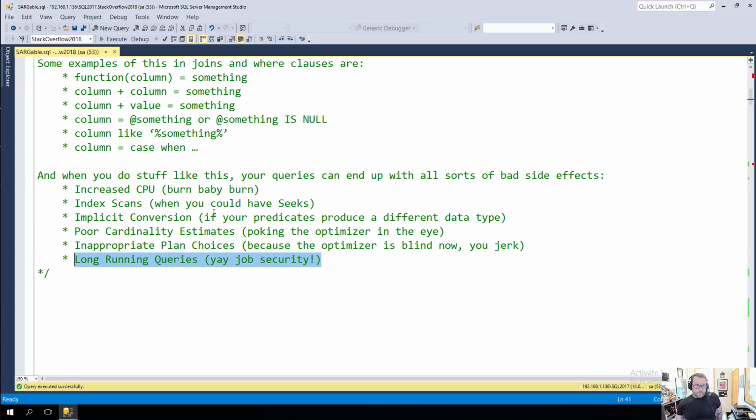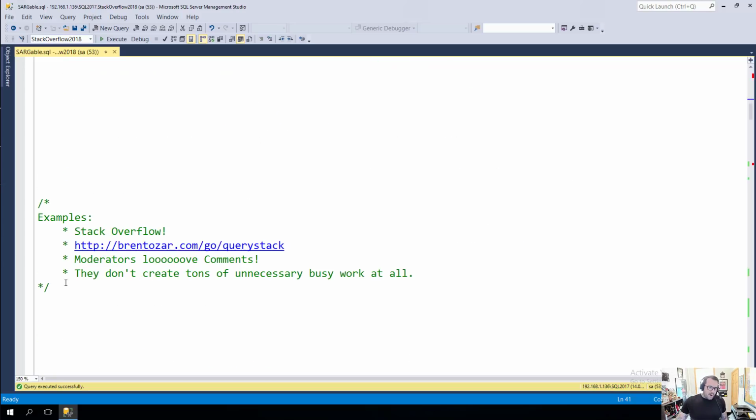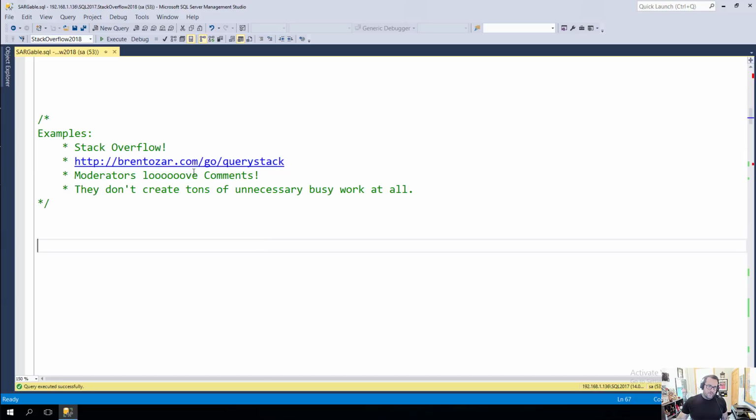So, what we're going to talk about today is when sargability matters the most. Now, obviously it matters sometimes if I'm here talking about it, so we're going to talk about when it really does matter the most. All the examples that we're going to go through today are courtesy of the Stack Overflow database. If you want to download your very own copy of it and follow along, you can go to brentozar.com/go/querystack. And we're going to be working with the comments table today.